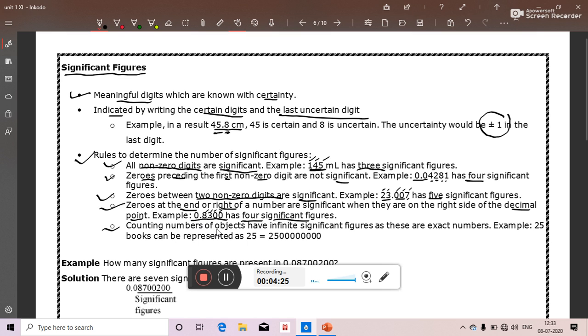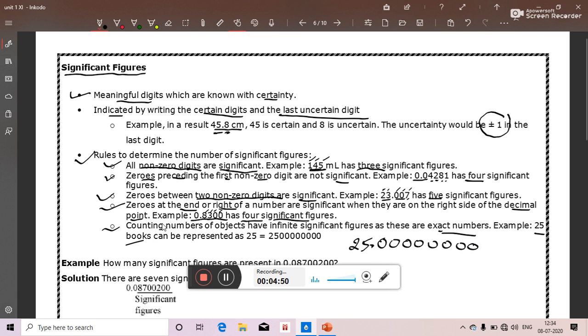Counting numbers of objects have infinite significant figures. Because when we are writing the number of objects, they are always exact numbers. If I say 25 books, now 25 books can be written as 25.0, it can also be written as 25.00. So we can put any number of zeros after the decimal point.